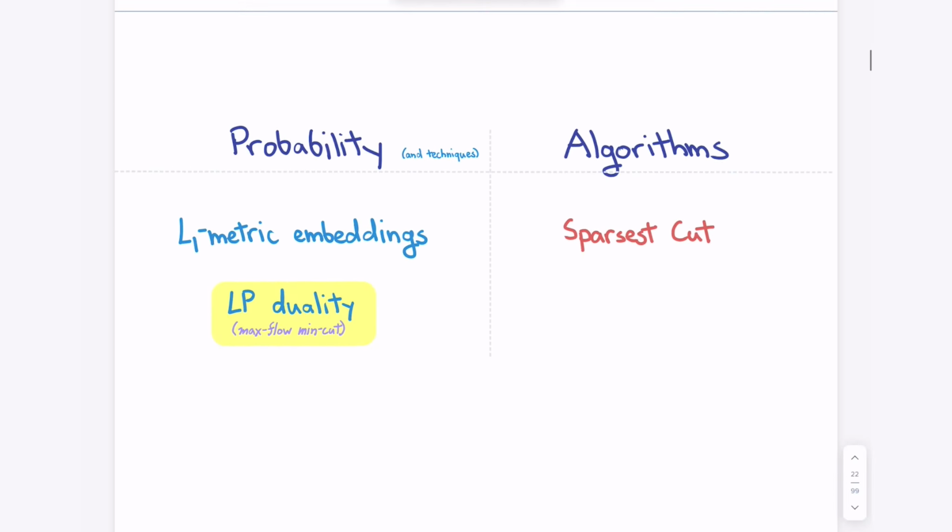So today, we're really going to try to talk about sparsest cut, which is a really important problem, but really highlights the value of these metric embeddings. But first, I need to teach you a little bit about LP duality.